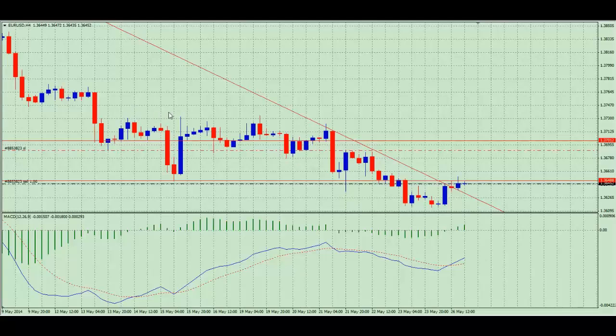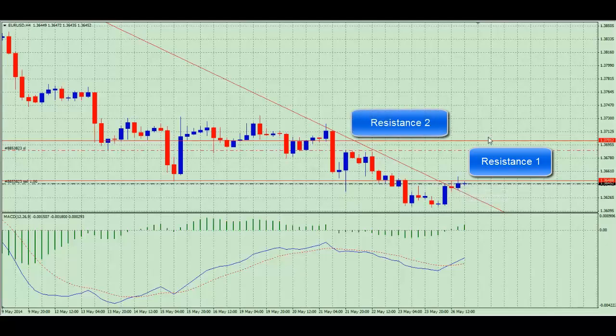We're looking at the Euro-US dollar on the 4-hour chart. Price is in a downtrend, and as we did at the end of last week, we were looking at the bigger picture of the Euro-US dollar, and as a result we identified some significant levels of support and resistance. Two of them are marked on the chart at the moment. We are looking at an area of resistance at around 136.50, and 137, the high line there.